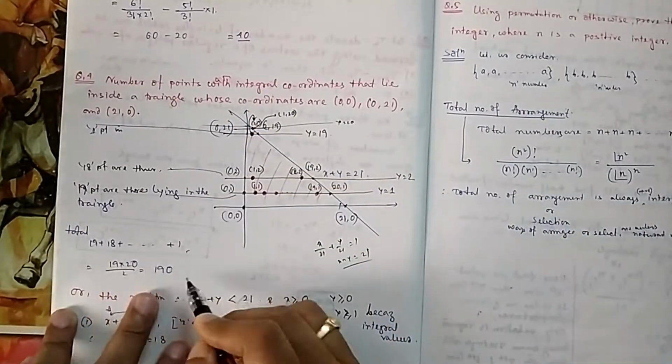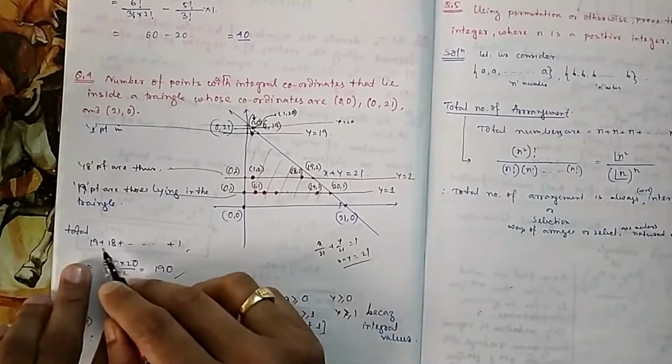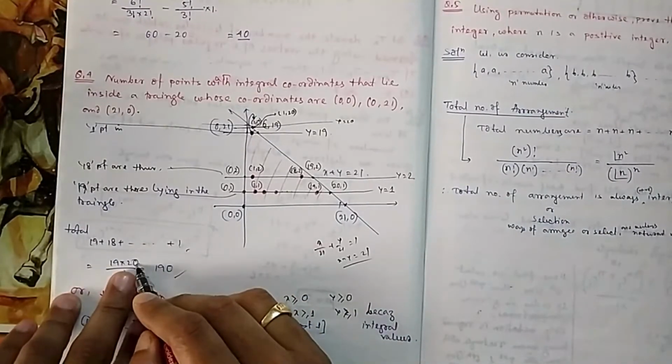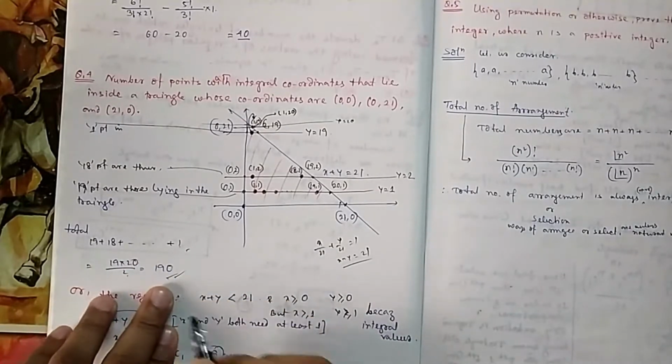So it will be a series of this one. That answer is n into n plus 1 by 2. N is 19, so 19 into 19 plus 1, that is 20, by 2. 190 is the answer. Again there are other approaches, I am skipping that.